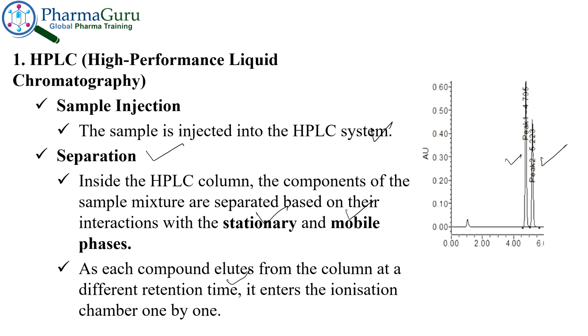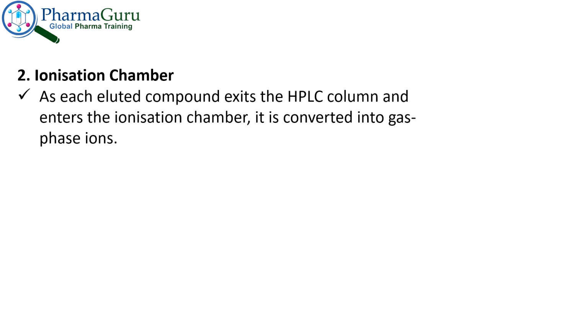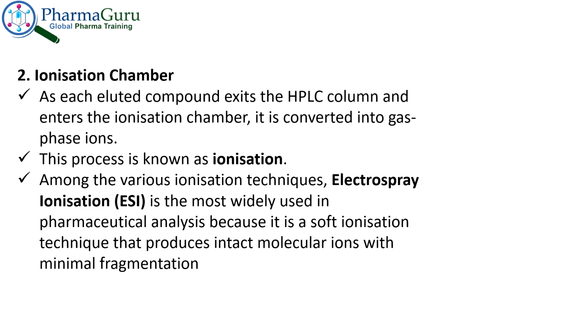In this chromatogram, first this compound, meaning this peak, will enter into the ionization chamber. Then after this, the next analyte or peak will enter into the ionization chamber. Ionization chamber. As each eluted compound exits the HPLC column and enters the ionization chamber, it is converted into gas phase ions. This process is known as ionization.